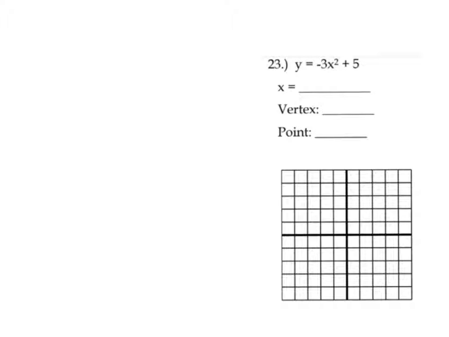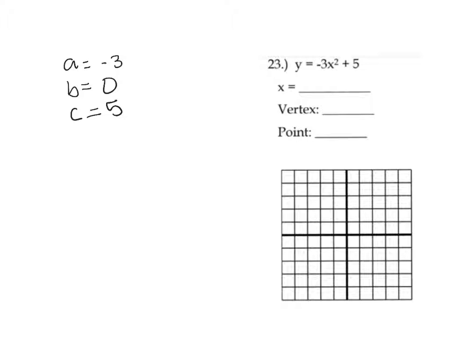For problem 23, I'm going to start by listing what my a value, my b value, and my c value are. A is negative 3. B is 0. There is no x to the first power. So b is 0, and our c, which is our constant, is 5.